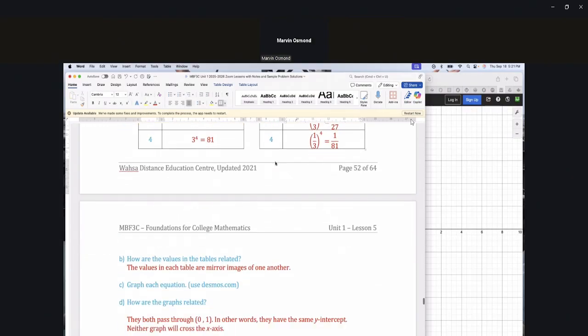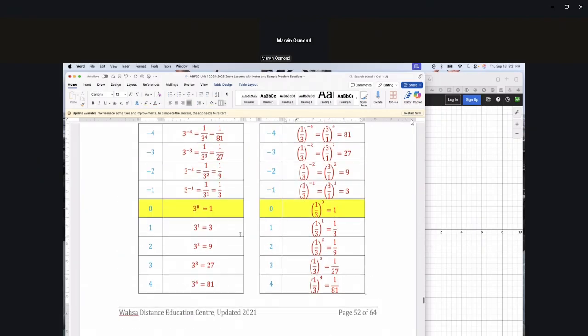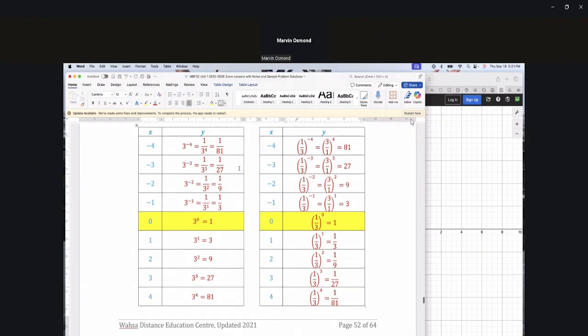So now we have a series of questions. How are the values in the tables related? So here I go: 1/81, 1/27, 1/9, 1/3, 1, 3, 9, 27, 81. Now if I start over here, I get 81, 27, 9, 3, 1, 1/3, 1/9, 1/27, and 1/81. They're mirror images of one another.